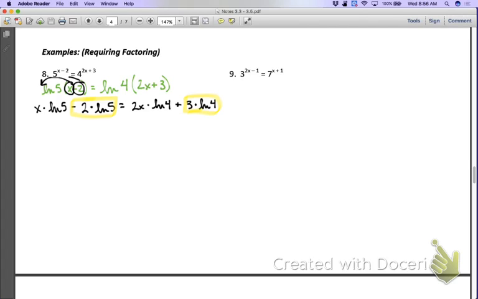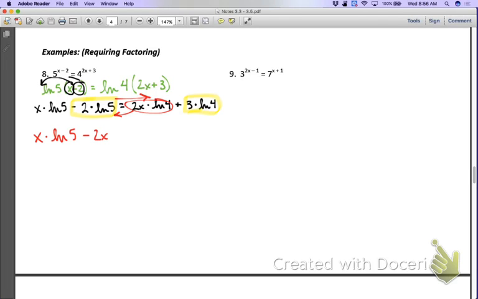So what I want to do here is put all the x's on one side, and take all of the regular natural logs and put them on the other. So I'm going to take x times the natural log of 5. I'm basically going to take that over here, and I'm going to take this part over to the other side.